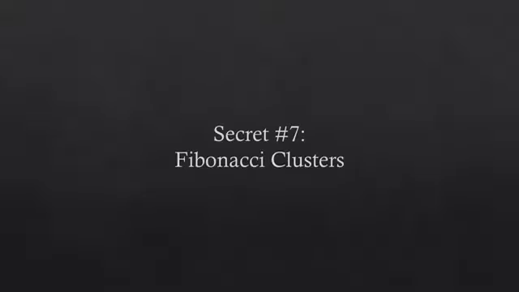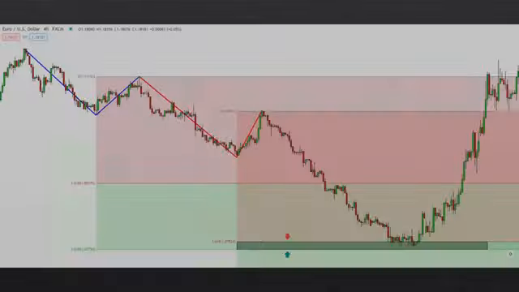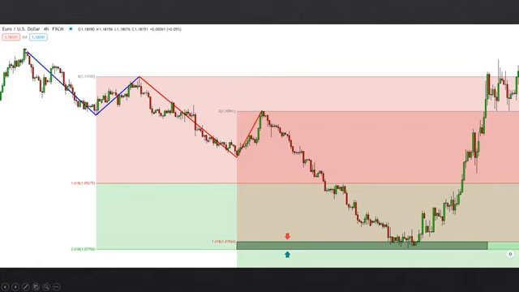Secret number 7. Fibonacci clusters. A perhaps more advanced and subtle use of the Fibonacci ratios is a technique called Fibonacci cluster, where we plot two or more Fibonacci retracement or expansion tools to find levels where different ratios correlate or intersect. In this chart, we can see two sets of Fibonacci expansions. The first one is plotted on the blue price vectors, and the second one is plotted on the red price vectors. We can see that the 2.618 level from the first expansion tool is more or less in the same level as the 1.618 level of the second expansion tool.